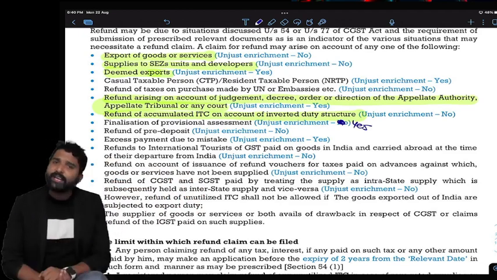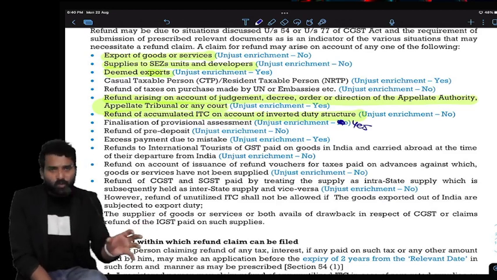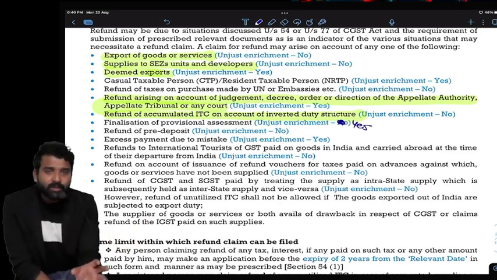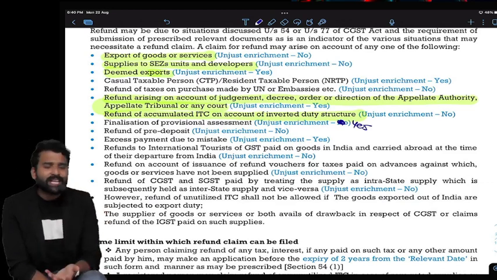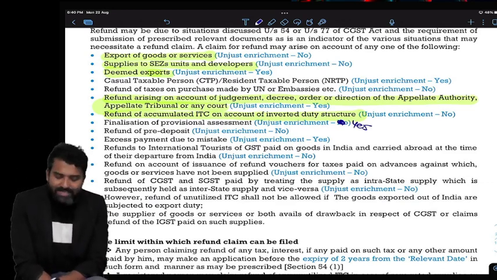Here it is not required to prove unjust enrichment because it's a pre-deposit amount. It was not a tax amount. So of course I have not shifted the burden on the customer, and I don't have to prove the principle of unjust enrichment.